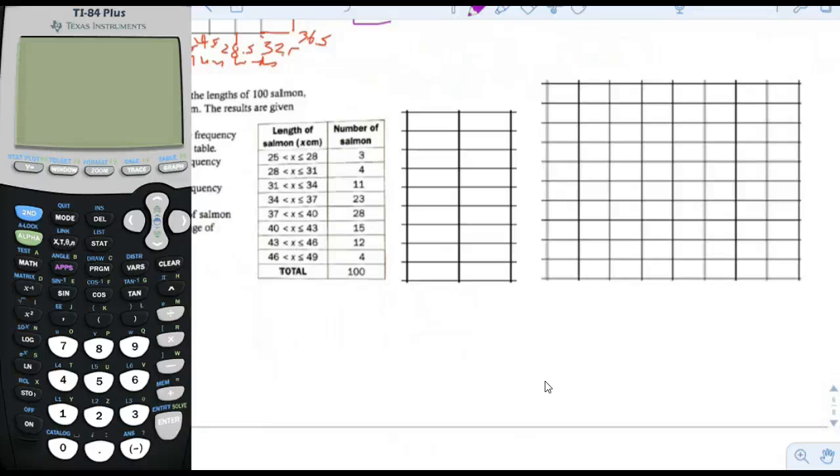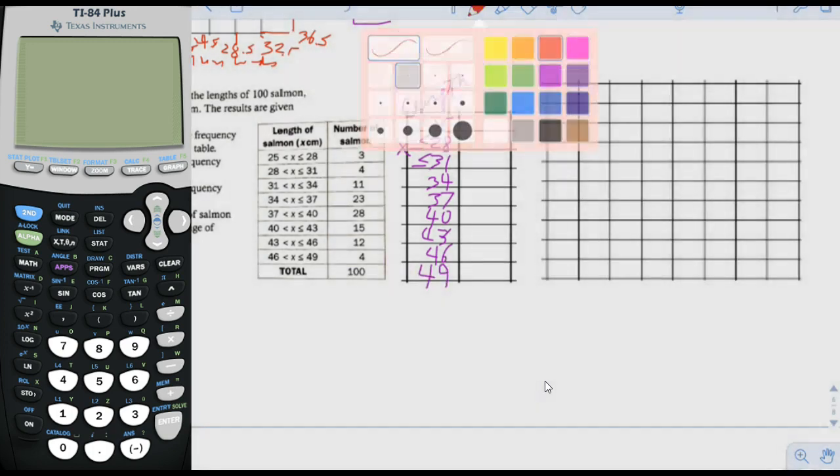Okay. So in this case, we're going to draw a similar table as before. So the data is going to be length of salmon, X, okay? And so the first field is going to be less than or equal to 28. So X is less than or equal to 28. The next one's going to be 31. The next one's going to be 34. The next one's going to be 37. Then 40. Then 43. Then 46. And 49. And then we're going to total up the frequency.